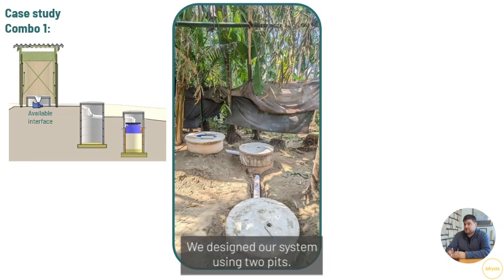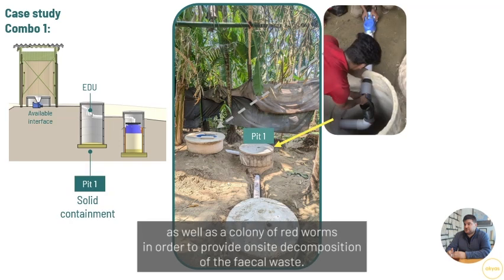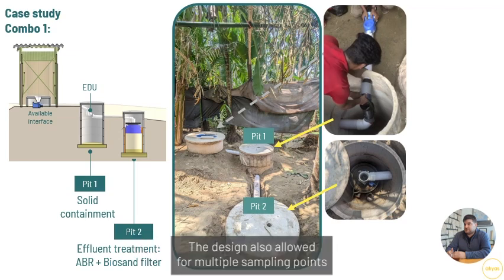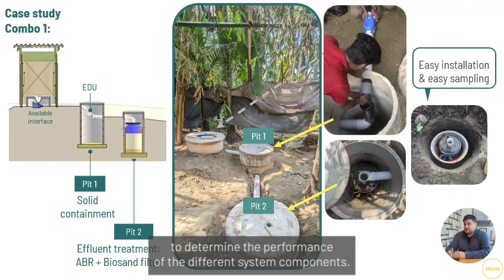We designed our system using 2 pits. In Pit 1, we installed the EDU and put 10 centimeters of gravel at the bottom, as well as a colony of redworms in order to provide on-site decomposition of the fecal waste. In Pit 2, we installed the anaerobic reactor and the biosand filter. The design also allowed for multiple sampling points to determine the performance of the different system components.